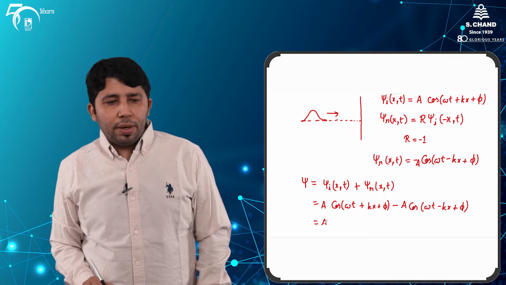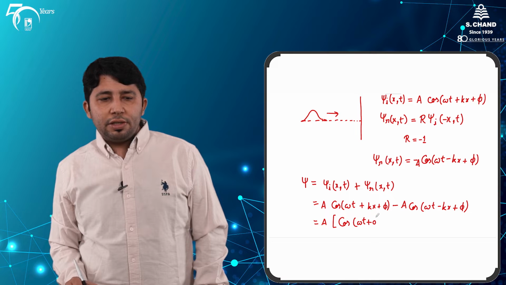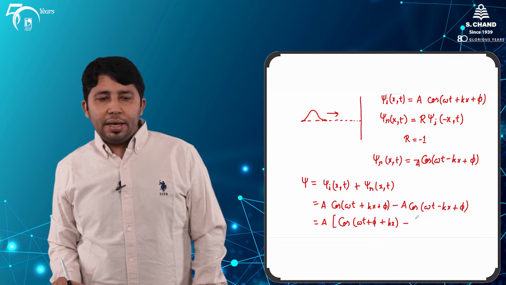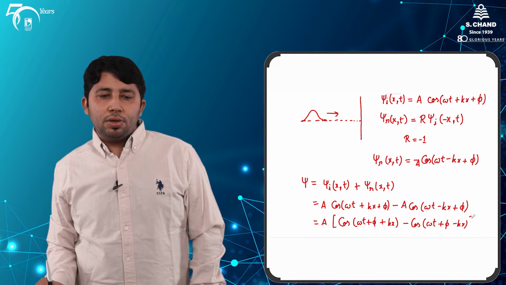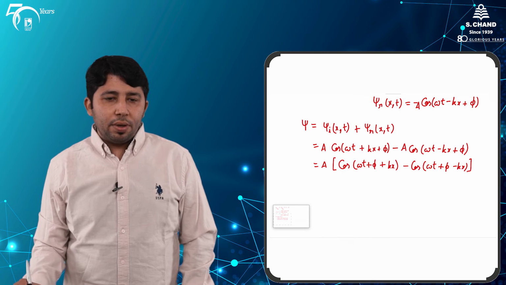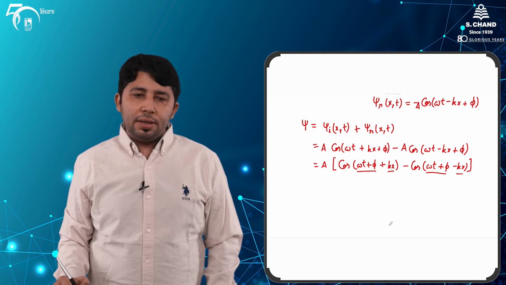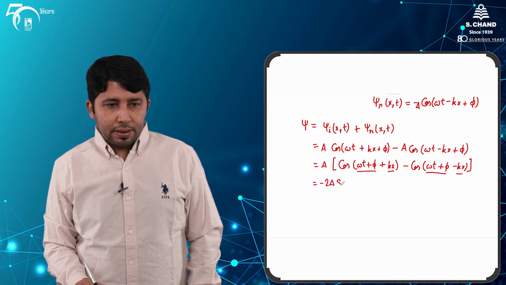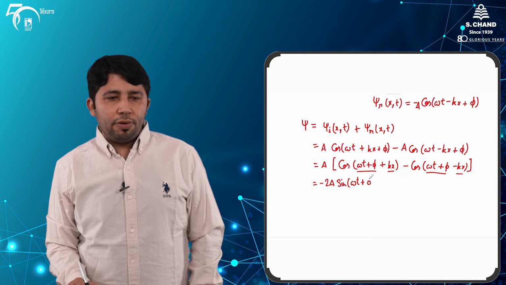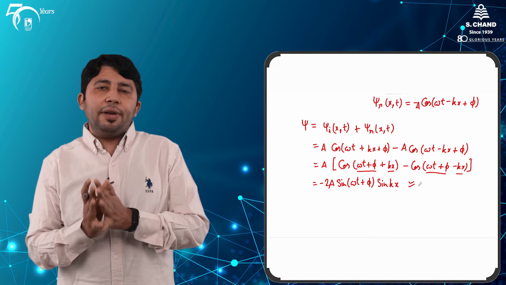Now we can take this in common, and using some simple mathematics we can write it like cos(omega t plus phi plus kx) minus cos(omega t plus phi minus kx). So this becomes an equation like cos(a plus b) minus cos(a minus b). If I further simplify this, it becomes minus 2a sin(omega t plus phi) into sin(kx). So this is the overall function which is composed of the incident and the reflected wave.